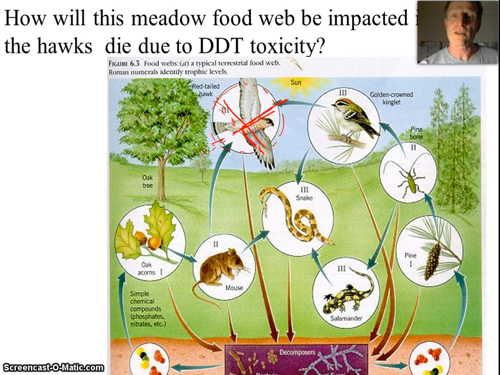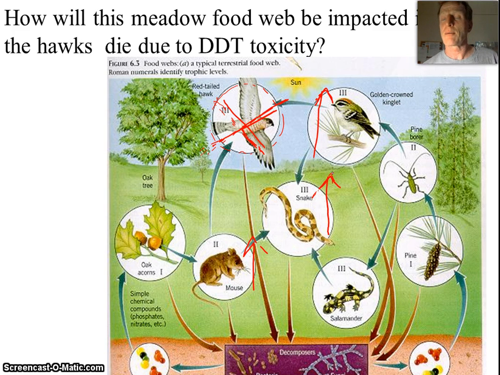So this guy dies. What's going to happen? Okay. Well, what's going to happen to the mice population? It's going to go up, right? What's going to happen to the golden-crowned kinglet? Well, it's going to go up as well, right? Because these two species are no longer being preyed upon by the hawks. Okay. What's going to happen to the snake population? Okay, well, the snake's got more mice and more kinglets. It's going to go up, right?